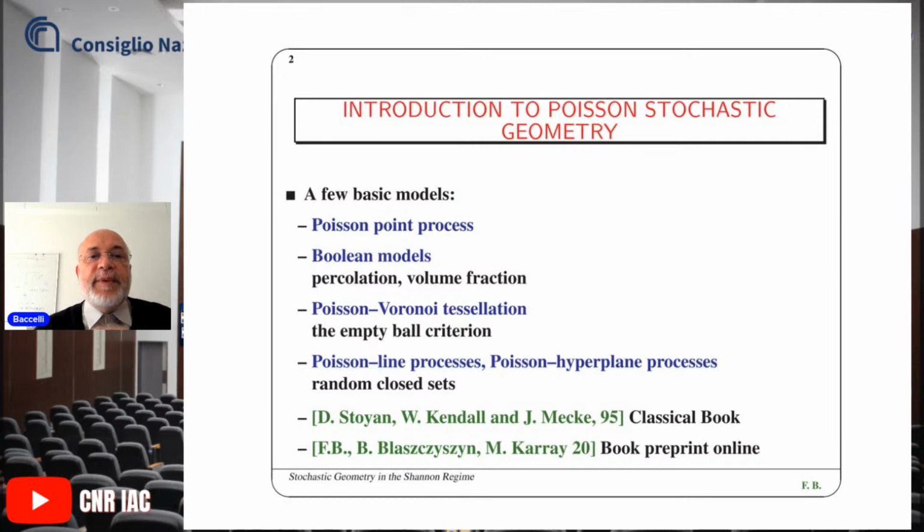Let me at the beginning start with, I didn't take it for granted that everybody would know all the terminology, so I will describe a little bit about Poisson point processes, then the Boolean model, its percolation property, volume fraction, then the Poisson-Voronoi tessellation with the empty ball condition. And finally, I will not go through Poisson hyperplane processes in detail, but just give the small dimension case, the Poisson line process in 2D, to introduce the tessellations that we will look at at the end of the lecture.